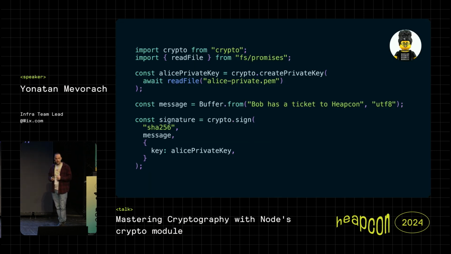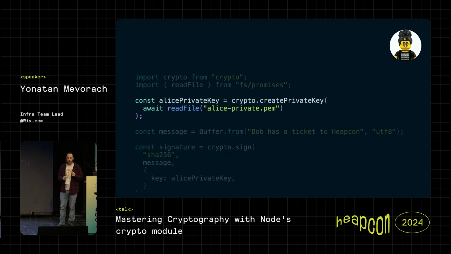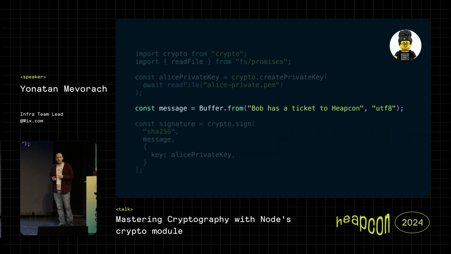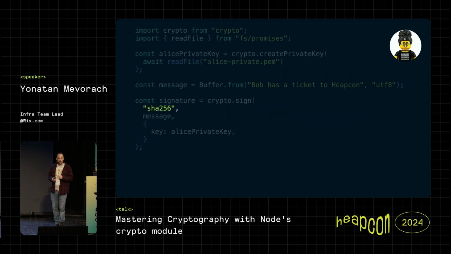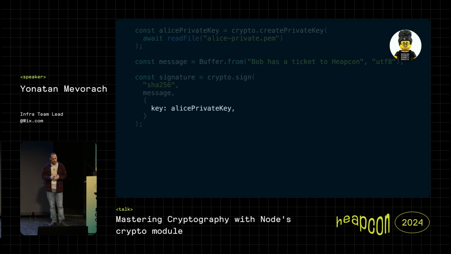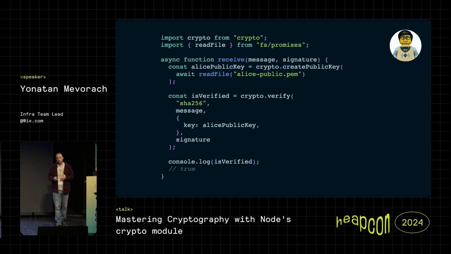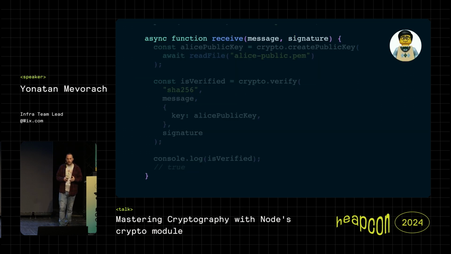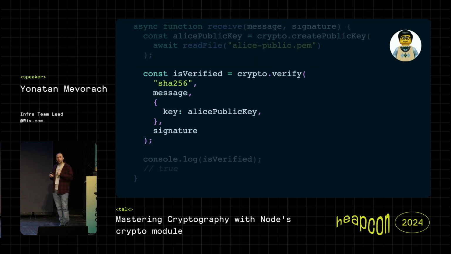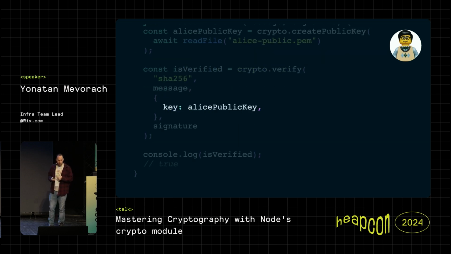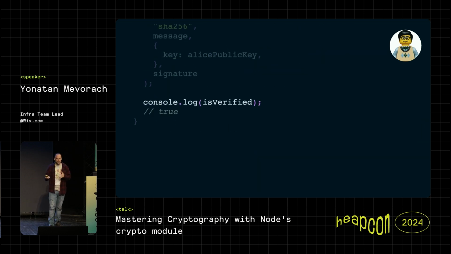So to perform the signing, Alice first reads her private key into memory. She takes the message that she wants to send, and she calls crypto.sign. And then she needs to pass in the hash function to use as part of the signing process, the message, and the private key. And then to perform the verification, what Bob has to do is get the message, the signature, read Alice's public key into memory, and call crypto.verify, passing in the same parameters. And this will return either true or false, based on if the math and the cryptography all line up or not.